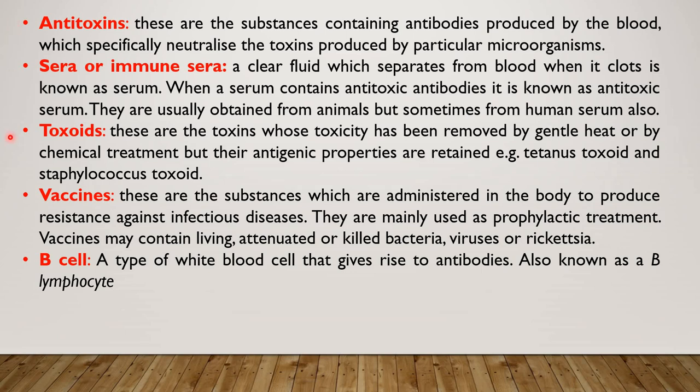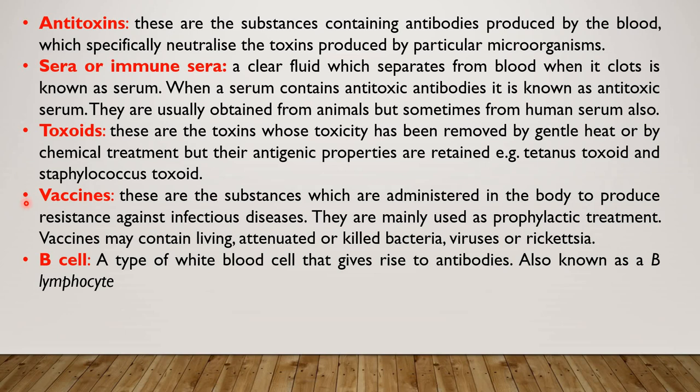a particular microorganism. Sera or immune sera is a clear fluid which separates from the blood when it clots. It is known as serum. When a serum contains antitoxins, antibodies, it is also known as antitoxic serum. They are usually obtained from animals but sometimes from human serum also. Toxoids are the toxins whose toxicity has been removed by gentle heating or by chemical treatment, but their antigen properties are retained. For example, tetanus toxoid and streptococcus toxoid.